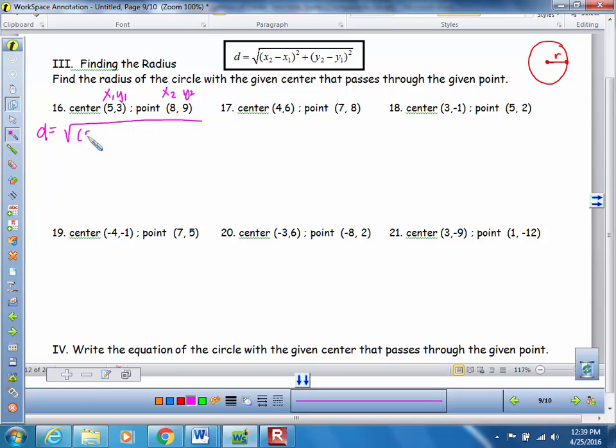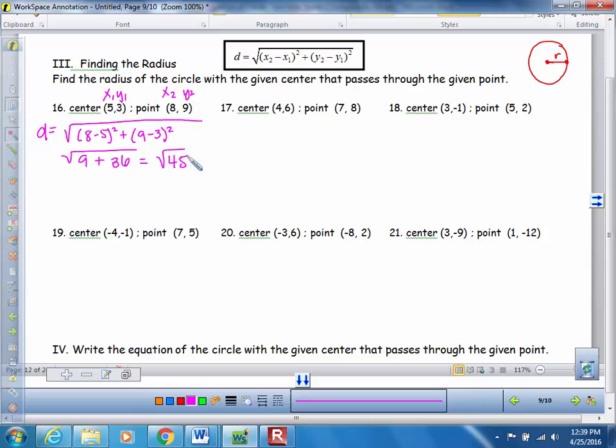So that would be 8 minus 5 squared plus 9 minus 3 squared. I know 8 minus 5 is 3. 3 squared is 9. 9 minus 3 is 6. And 6 squared is 36, and so when I add those together, that gives me square root of 45. Now, does 45 have a perfect square in it? Yes. 9 and 5. So 9 times 5. So that's going to be 3 square roots of 5, right? Is my radius.